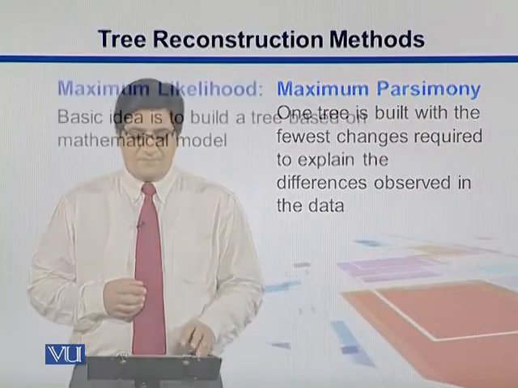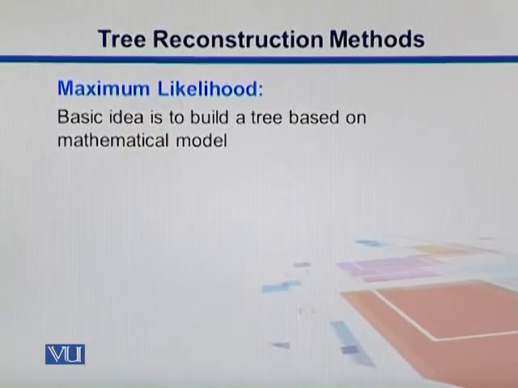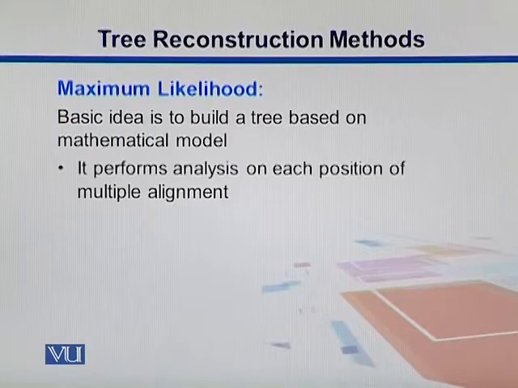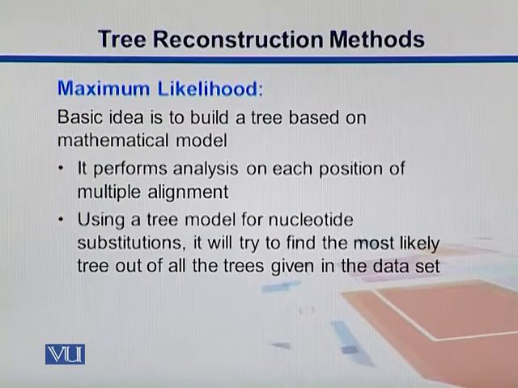the minimum changes are the good ones. Whereas in the maximum likelihood approach, the basic idea is to build a tree based upon some mathematical models. It performs analysis on each position of the alignment, and using a tree model for nucleotide substitutions, it will try to find the most likely tree out of all trees given in a data set.